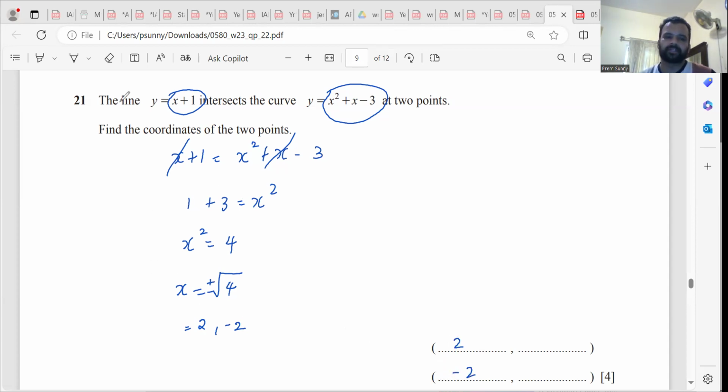What I need to do is substitute in any one of them. I'll take the simple equation, y equals x plus 1. When x is 2, what will be my y value? 3. So when x is 2, y is 3. When x is minus 2, what will be my y value? Minus 2 plus 1, that is minus 1. The points (2, 3) and (minus 2, minus 1) will be our final answer.